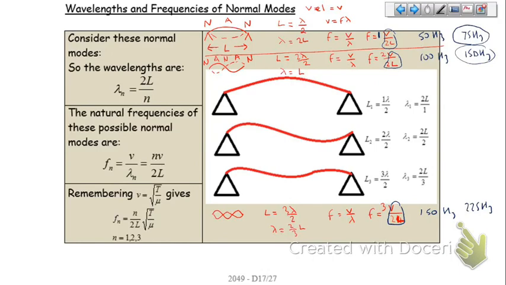So I don't know about you, but I don't need this stuff over here. I can figure it out. But the equations are there if you need them. Okay.